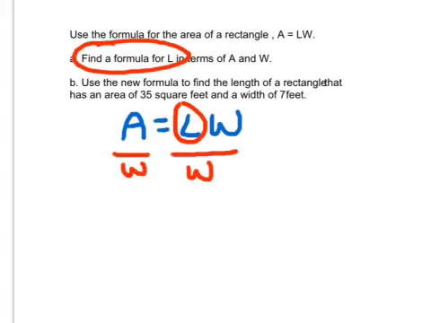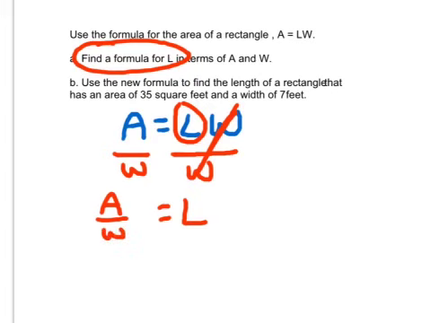If I was writing a proof, I would write the division property of equality there. I'm dividing by the same thing on both sides. What happens is W divided by W cancels, and that gives me my L all alone. That's what I wanted. Well, A divided by W, I can't really do anything with that. It's not like numbers, where I can say 4 divided by 2 is 2. So I'm just going to write it as A divided by W.